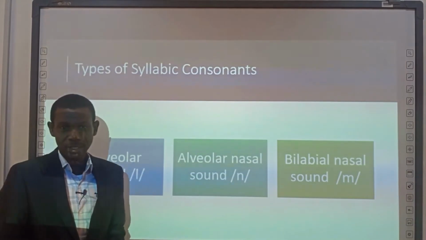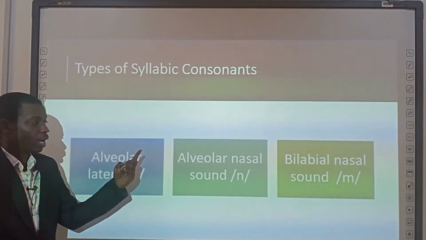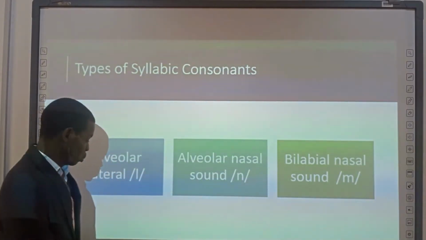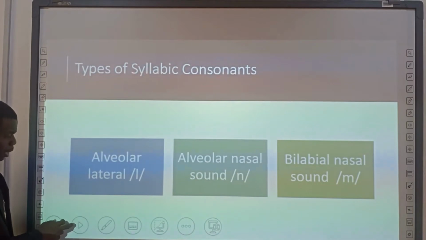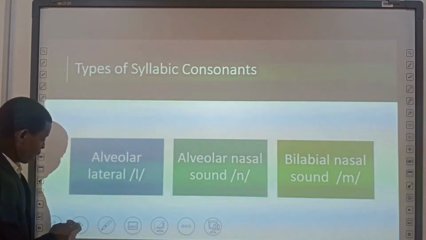All right, welcome back to class. Now you've heard the pronunciation. Alveolar lateral is L, alveolar nasal is N, and bilabial nasal is M. So let's move on quickly with some examples that we have. How are they pronounced and how are they used in words? I think you want to see that too.